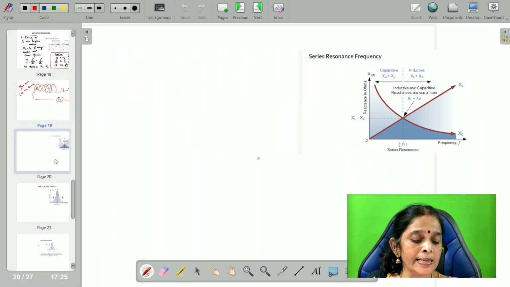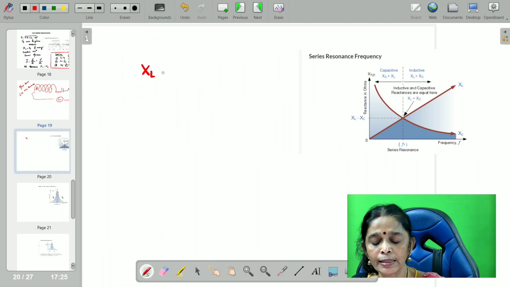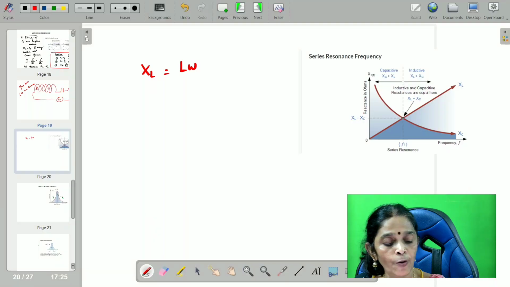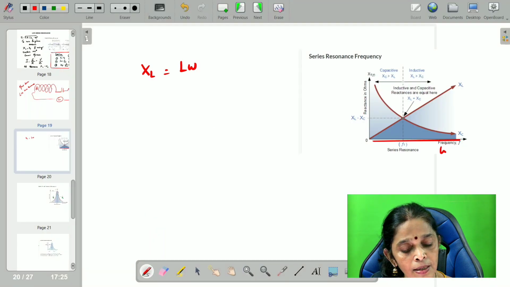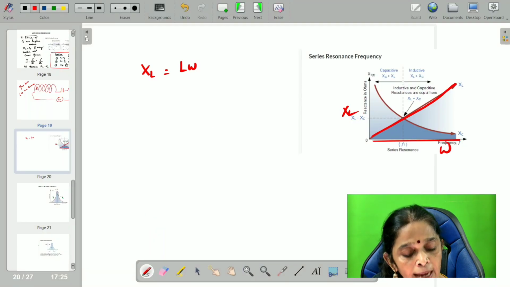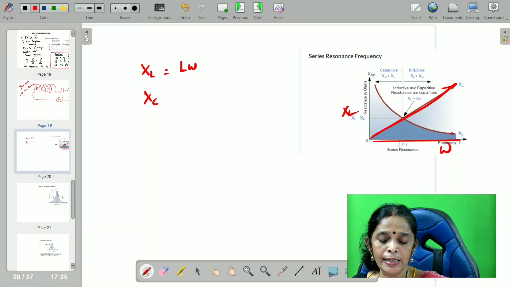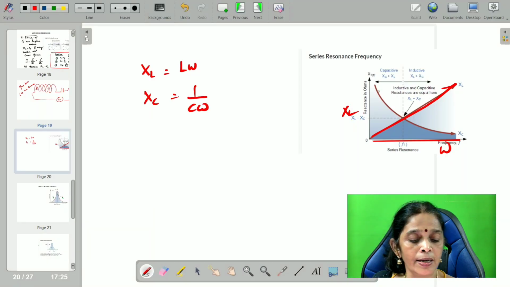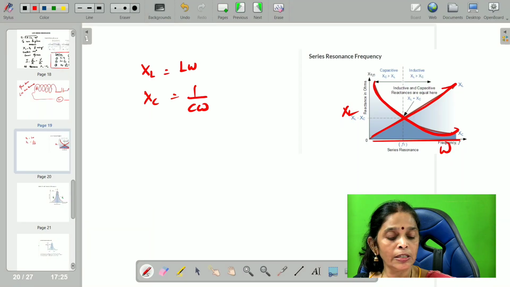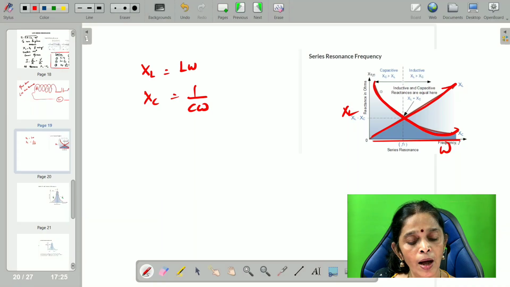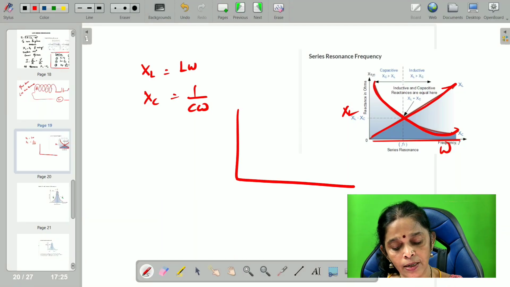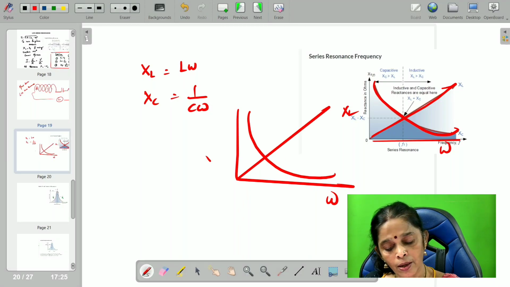So this is the series resonance circuit. We know that XL is equal to L omega. Therefore, when omega increases, XL also increases, directly proportional. And XC is equal to 1 by C omega. When omega increases, XC decreases, inversely proportional. Whereas R remains a constant. So therefore, I can say here, this is XC, this is XL, XL, XC and R.